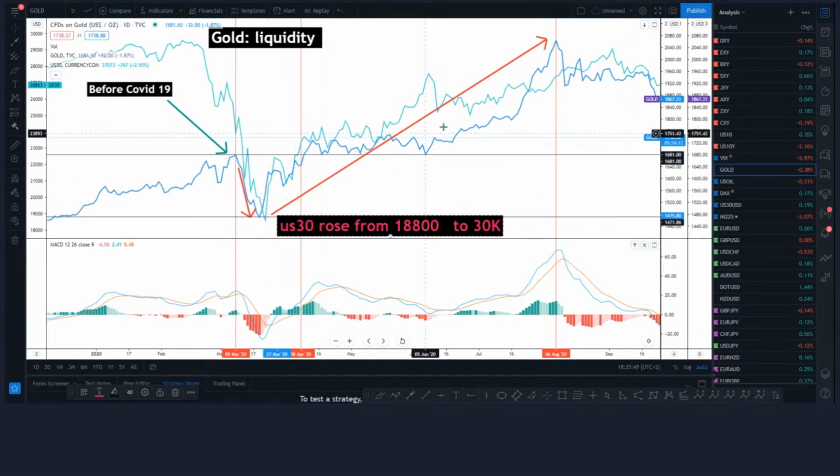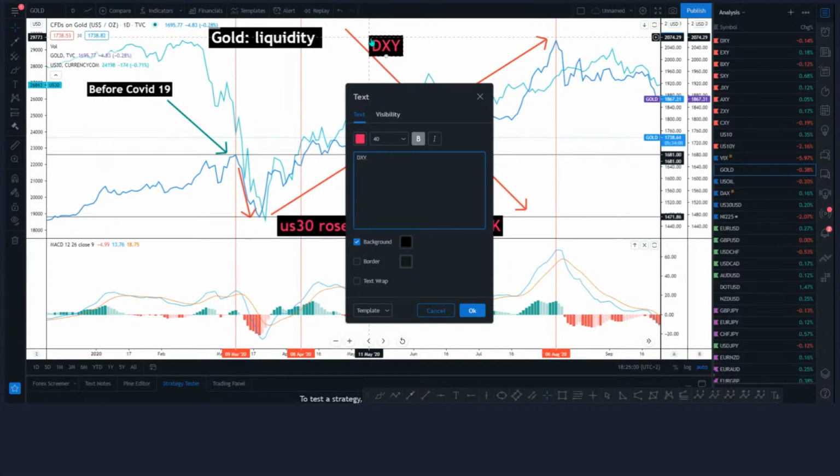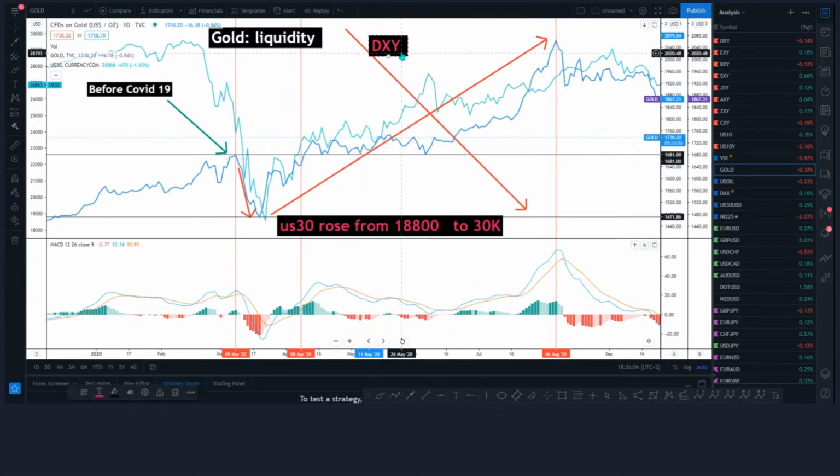Right here, and you guys know the dollar index is going opposite. Okay, so the DXY has an inverse relationship with the stock market. Is that the only thing? No. The Feds came in and they dropped the interest rate from 2 to 0%.